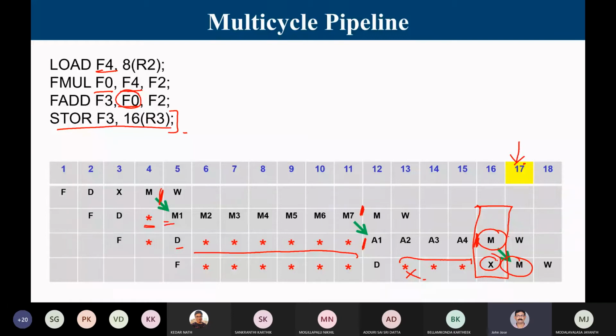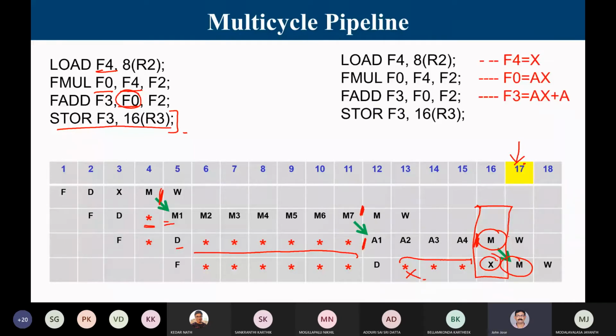So let me know if there is any doubt in this. Essentially, the question is what it is going to do. I am going to load a value, so your F4 will get the value X. Then I'm going to multiply that with F2. F2, I'm telling, is stored with A. So AX is the value that gets stored in F0. Then AX plus A gets stored in F3. And that is what is going to be written. So essentially, AX plus A is going to be written inside the memory location. Any query on this question?